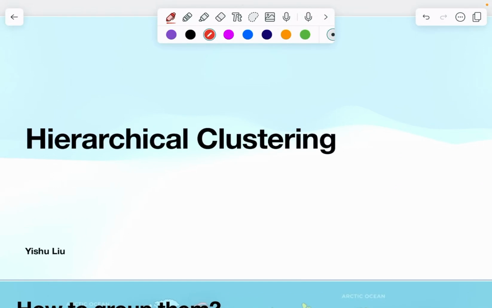Today we are going to talk about hierarchical clustering. Hierarchical clustering is widely used in data mining and machine learning. It's very useful, but actually the concept is very easy to learn. It's not complicated and it's not difficult. Okay, before we get started, let's play a simple game.